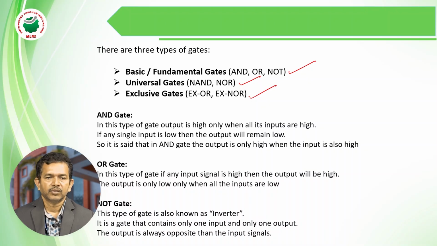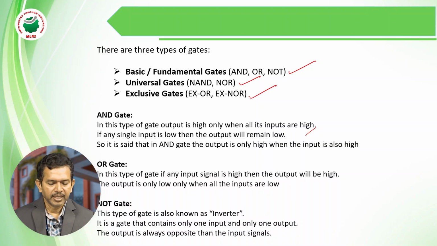Right? Whenever we go for an AND gate, in this type of gate the output is high only when all the inputs are high, meaning the inputs should be 1 and 1, where I can say the output is 1. Other than that, all other combinations, that is 1 and 0 and 0 and 1, will be considered as zeros, or we can tell them as low. Right.